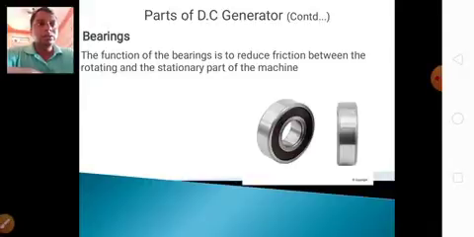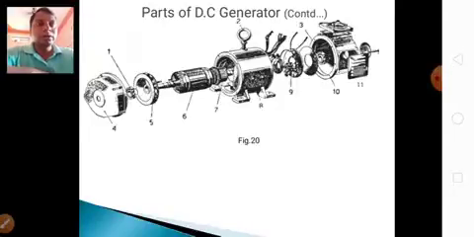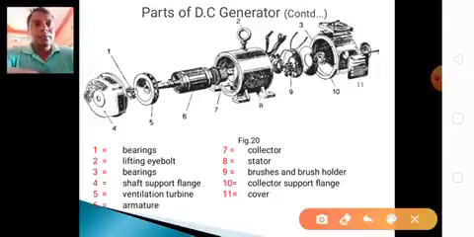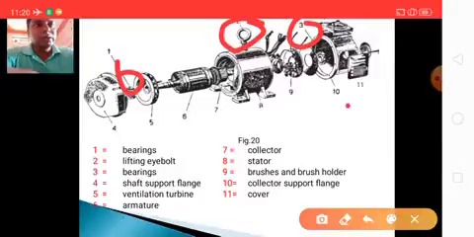Bearings. Bearings make it easy to rotate. The function of a bearing is to reduce friction between the rotating and the stationary part of the machine. So to rotate easily we use bearings. Types of bearings: brush bearings, ball bearings, roller bearings. Here is the overhauling of a DC machine, right? First one, bearings. Here we have bearings and a lifting eye bolt to lift the machine, right? Here also one is bearings to easily rotate the machine.